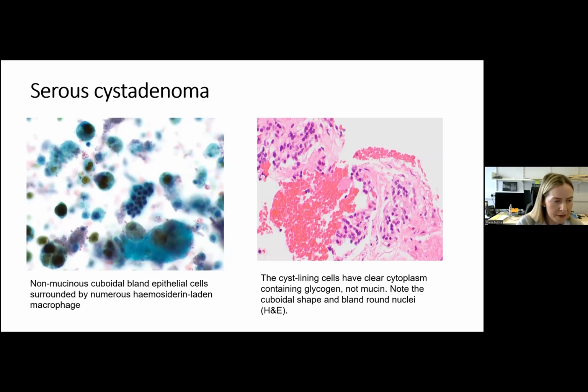Essentially, on imaging, the classic feature is that they have a central stellate scar, so on imaging it will be highly suspicious of a serous cystadenoma. And what we can see on cytology here are these beautiful, bland cuboidal epithelial cells surrounded by numerous hemosiderin-laden macrophages. And then the other diagram just shows how it correlates to histology. These will not have elevated CEA or amylase, so they will exclude a mucinous cyst.